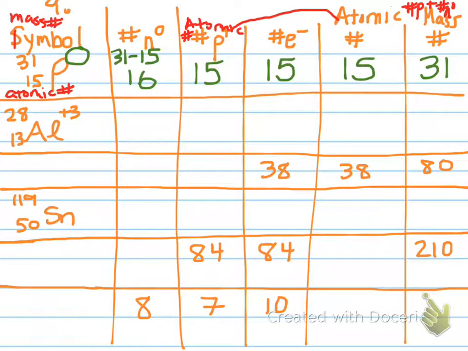So in the second one, again, my bottom number here is my atomic number. So that means I have 13 protons. That means I have, we're going to leave that blank for a second. That means my atomic number is 13.